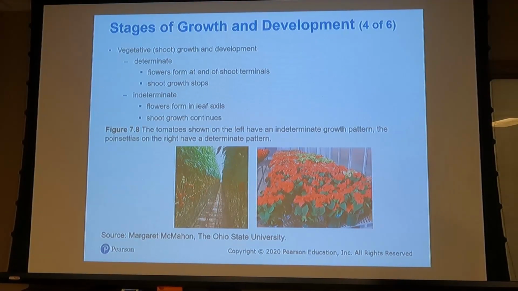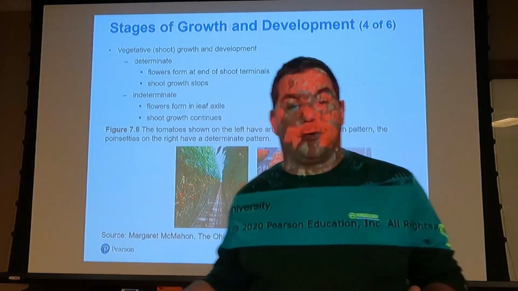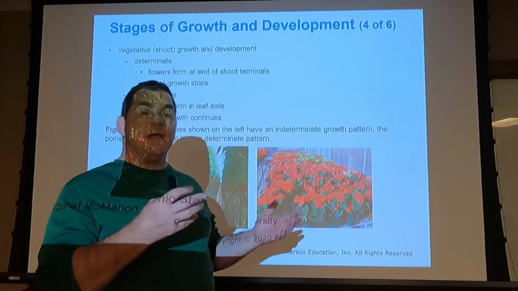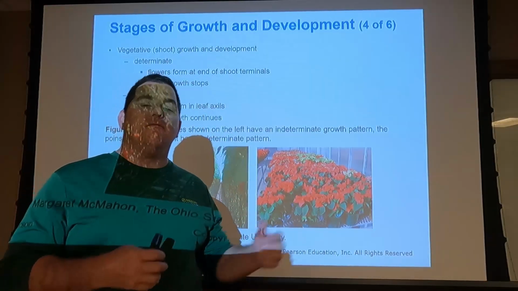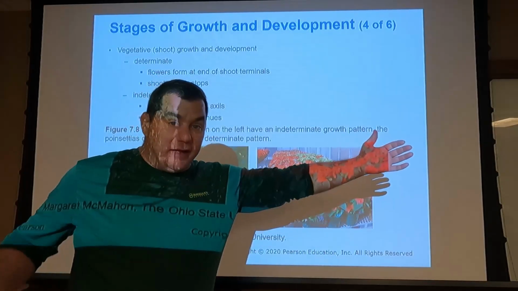And then we have indeterminate, which means with the plant, you don't know where it's going to grow. You don't know how much it's going to grow. And it may continue to keep on growing, like vines. Vines would be an indeterminate plant. It doesn't just stop at 6.